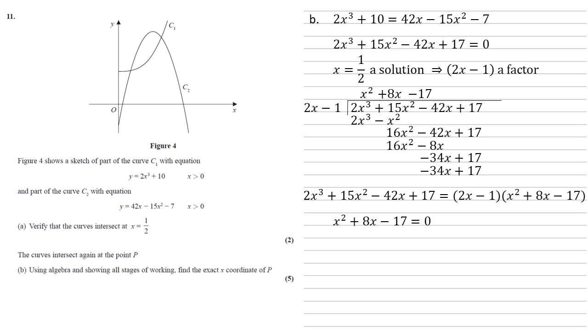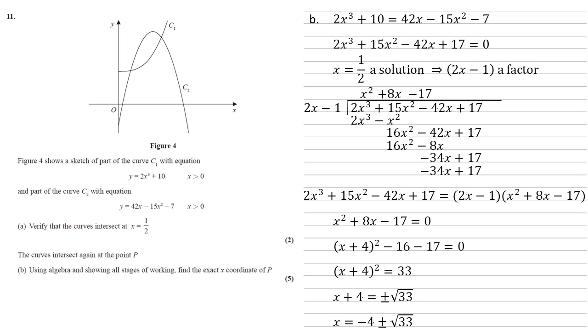I'm going to complete the square. So this is equal to x plus 4 all squared. So I've got the 4 by halving the 8 there. Minus that 4 squared, so 16. And then we've still got the minus 17 on the end. And this is equal to 0. Adding the 16 and 17 to both sides gives us x plus 4 all squared equals 33. So x plus 4 must equal plus or minus the square root of 33.